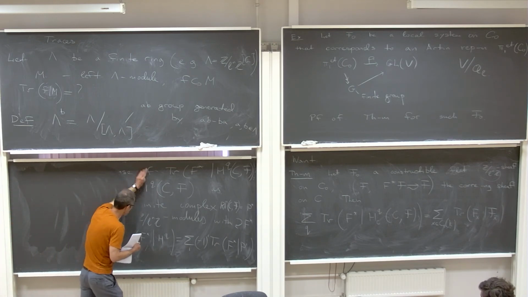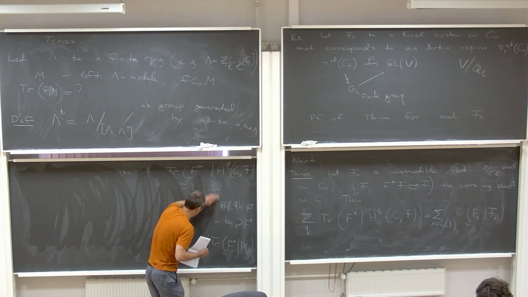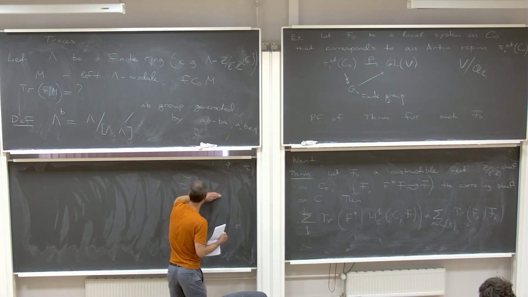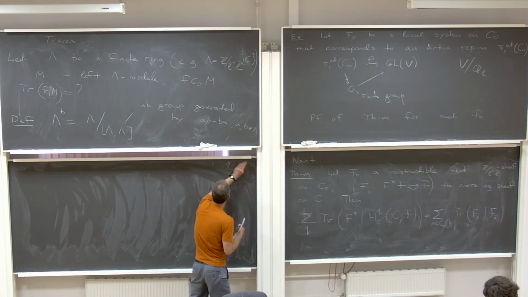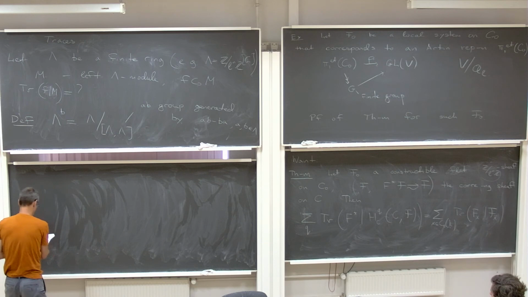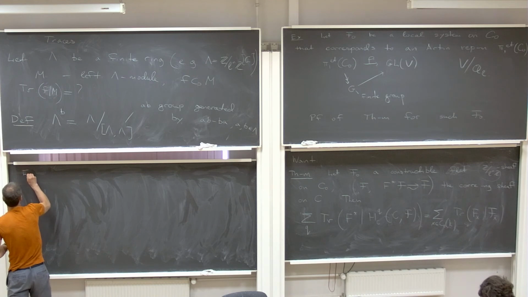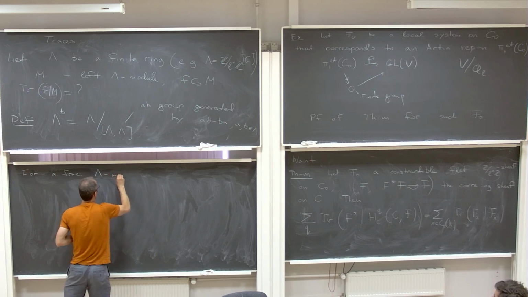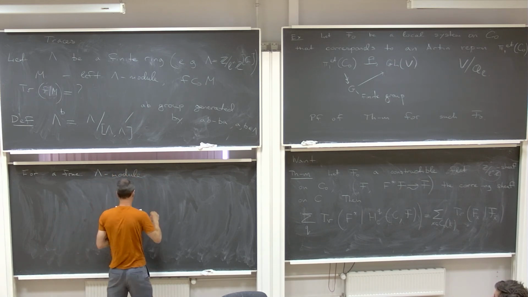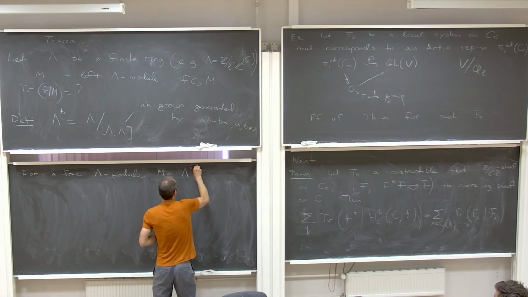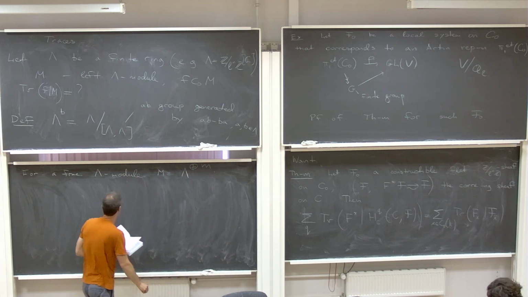And in order to do this, let's start, well, not for all. It will be defined not for all modules, but for projective modules. So let's start with free modules. Okay. So for a free Λ-module, say M equal to Λ^n, and its endomorphism.